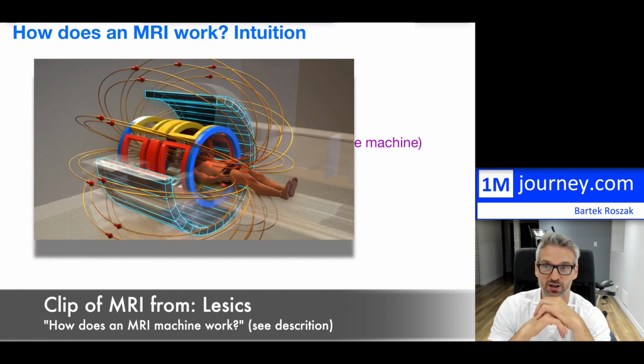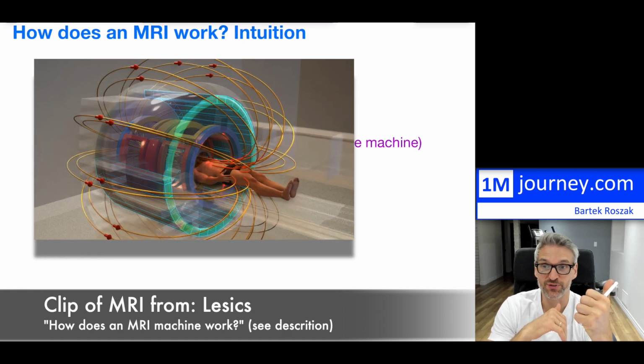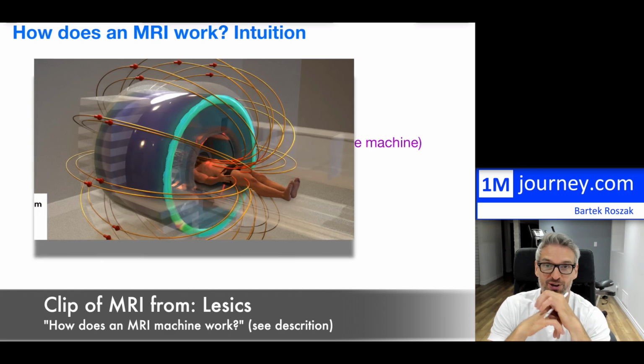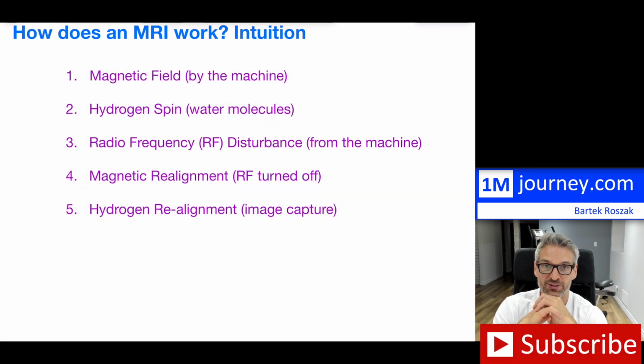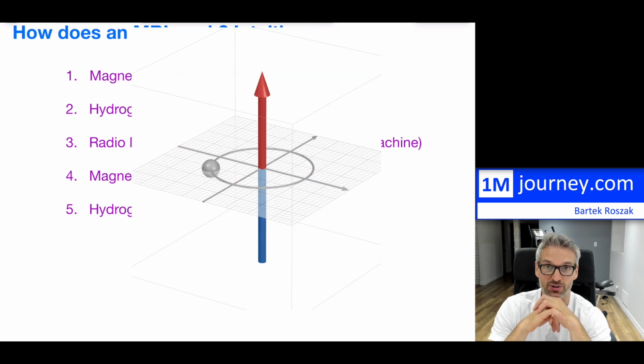Those components are: do you understand a magnetic field? That magnetic field is caused by the machine. Do you know what a hydrogen spin is? Those are just water molecules in our body. If you take a charge and it starts to spin around, it creates a little magnet, like a compass. Then, you can have radio frequencies, which you can shoot at these little protons or hydrogens and realign them.